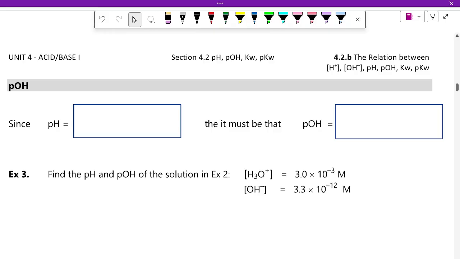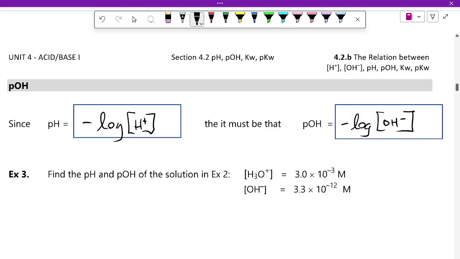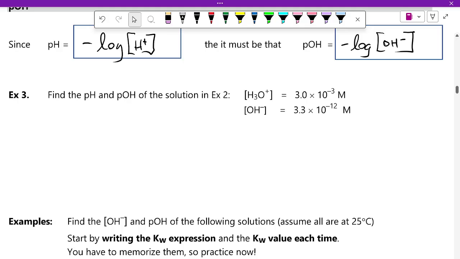pOH. pH, what's the formula for pH? Negative log H plus. What is the formula for pOH? Negative log OH. Showing all of your work, please find the pH and pOH of these two solutions.